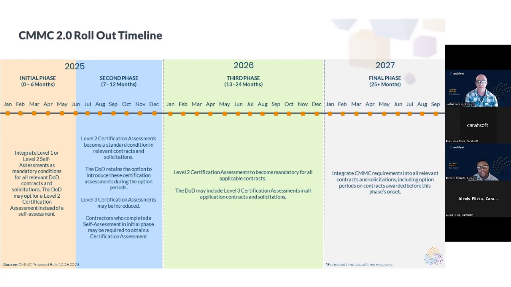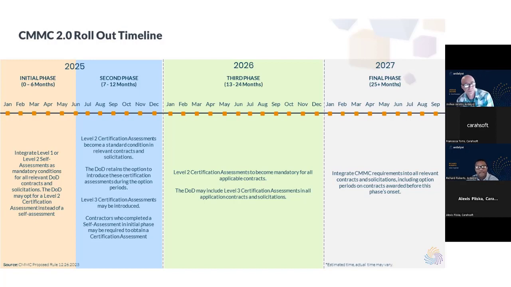That's when the CMMC rule regulation becomes final and published and is able to be put inside of contracts. In the first 6 months, level 1 and level 2 self-assessments would become mandatory conditions for all of the relevant DoD contracts and solicitations that you see. The DoD does have the ability to opt in for a level 2 certification instead of a self-assessment. Essentially, they may do that in select cases. It seems to be an outlier and not necessarily the standard. But what will definitely happen is the level 1, level 2 self-assessment during the 0 to 6 month phase.